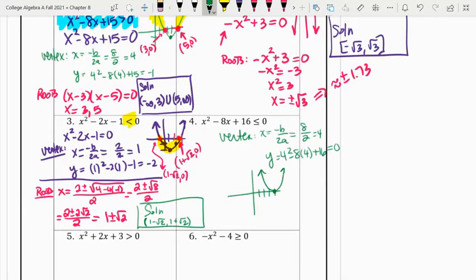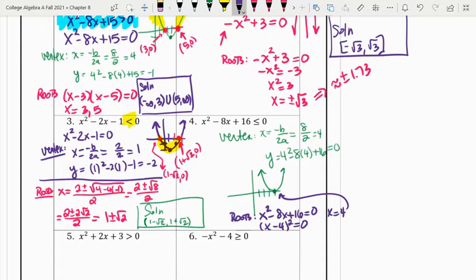So if I were to find the roots of this one, you set that equal to 0. So x squared minus 8x plus 16 equal to 0. So that factors to x minus 4 quantity squared equals 0. So my root is x equals 4, which is that point right there.